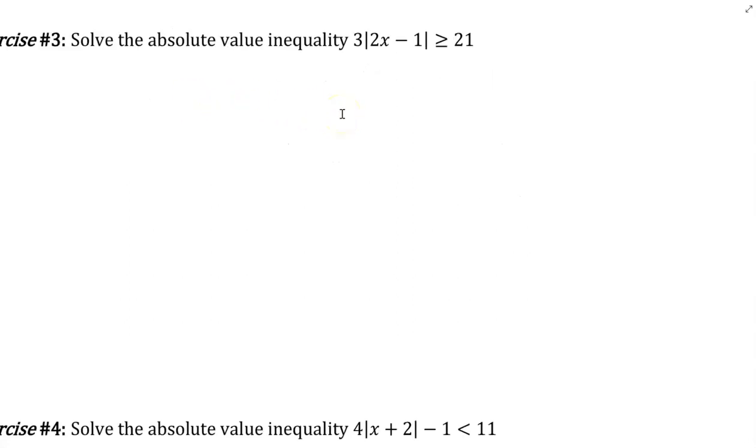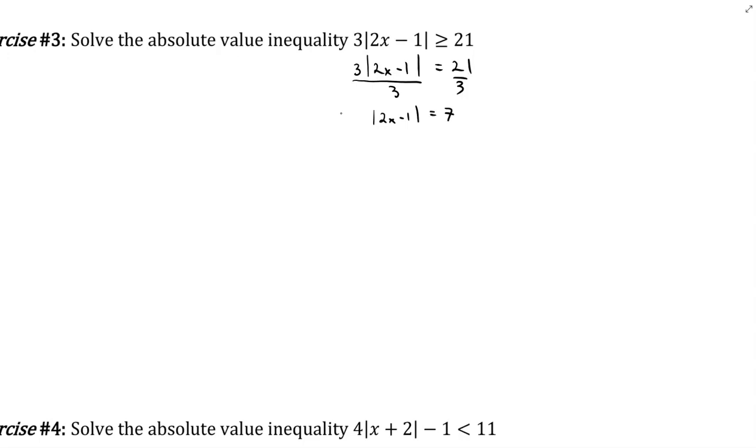Let's go ahead and move on. So here we're asked to solve 3 times the absolute value of 2x minus 1 is greater than or equal to 21. So our first step will be to turn this into an equation. So we have 3 times the absolute value of 2x minus 1 is equal to 21. And now that we have our equation, we'll go ahead and isolate the absolute value bars, which we'll do by dividing both sides by 3, leaving us with the absolute value of 2x minus 1 is equal to 7.